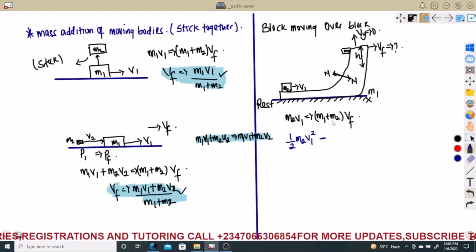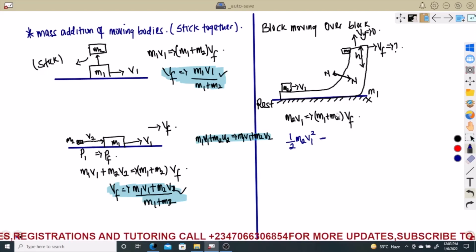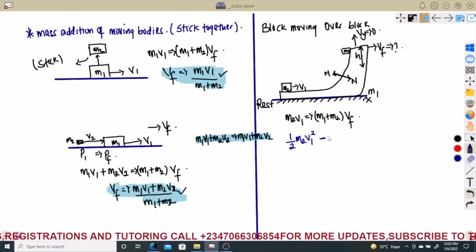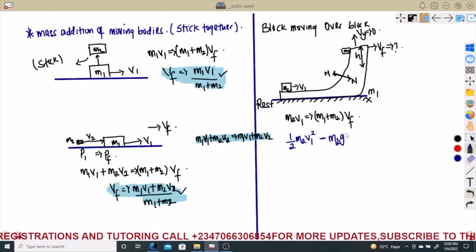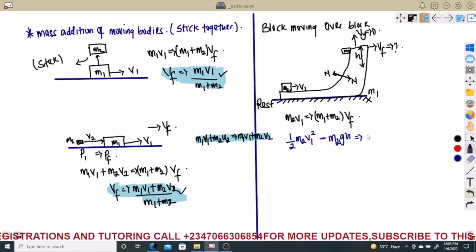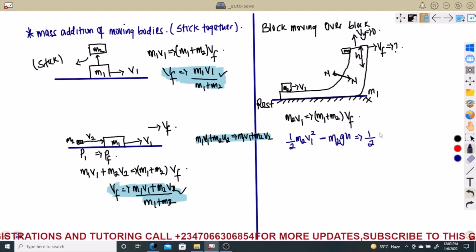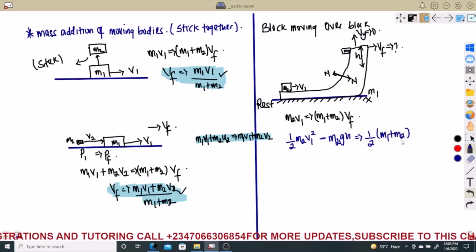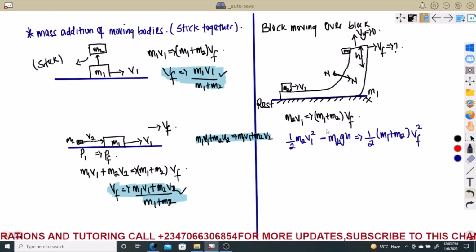Then we say the work done here is in the form of the potential energy, which you guys know. Potential energy is always mgh. That is m2 gh on the body, which is moving up, must be equals to the final kinetic energy of the two bodies. Half, the masses are now m1 plus m2, into brackets, the final velocity squared. So this is the relationship we set.